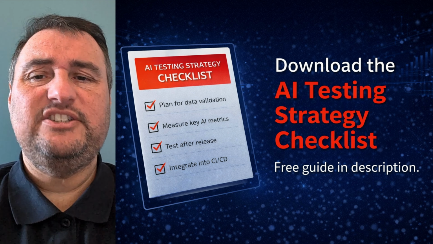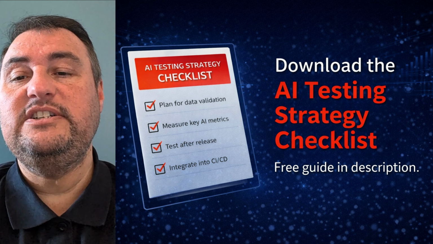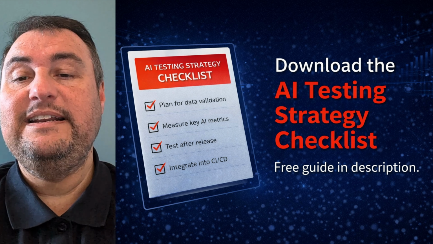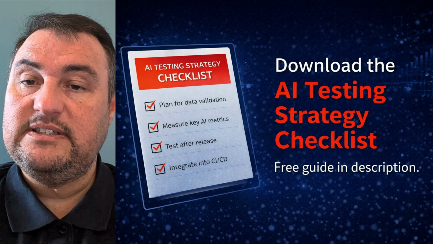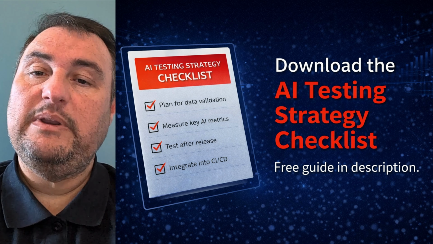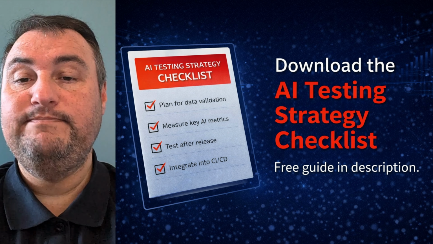So what's the strategic shift? The biggest shift in AI testing strategy is this. We're moving away from finding defects to managing uncertainty. That's a much more senior discipline, and the teams who understand that will perform.